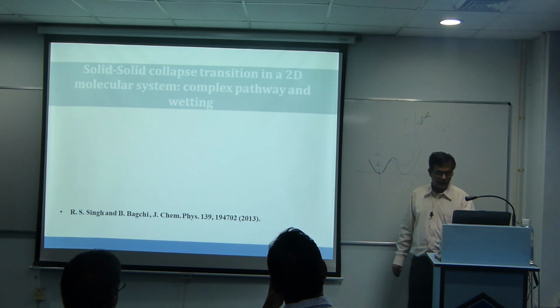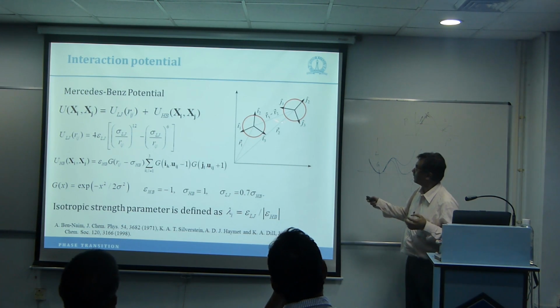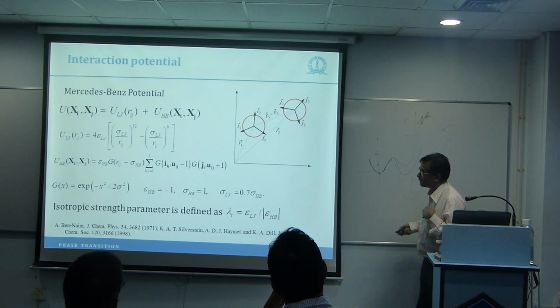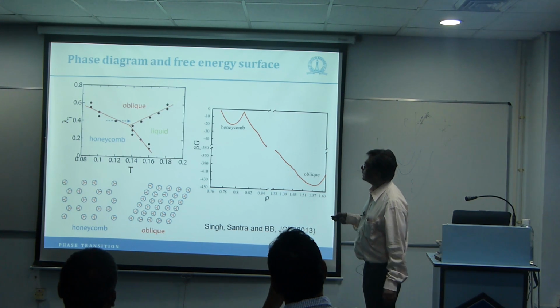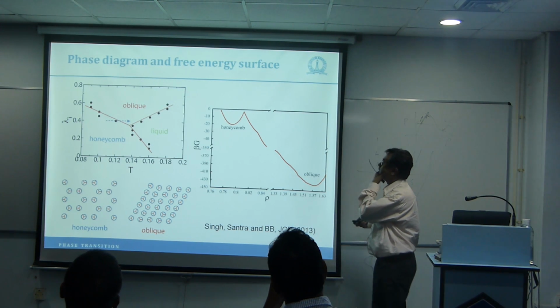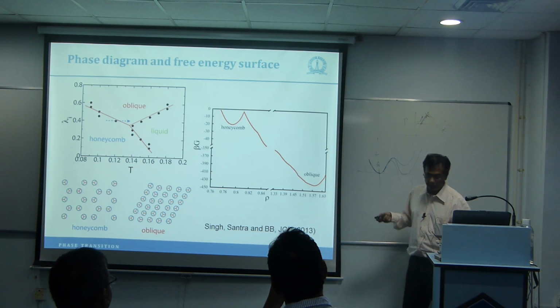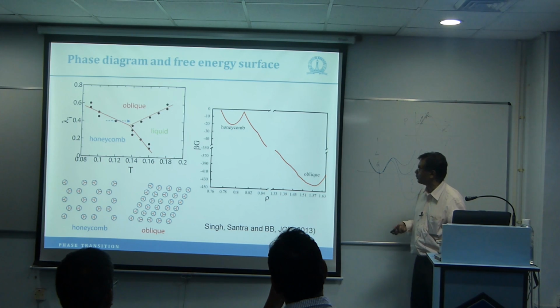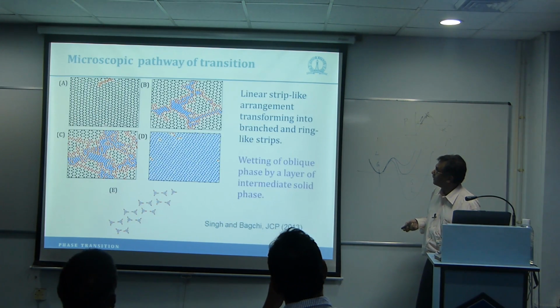And this is called the Martinis-Bench model. As you can see, this is just the Martinis-Bench, and there are very complex interactions, but one can simulate it in two dimensions. And one finds a beautiful phase diagram with an oblique phase, honeycomb, and liquid, and then you get the free energy. You can do some sophisticated calculations to get the free energy surface under different conditions. But the one I want to show you is this one.